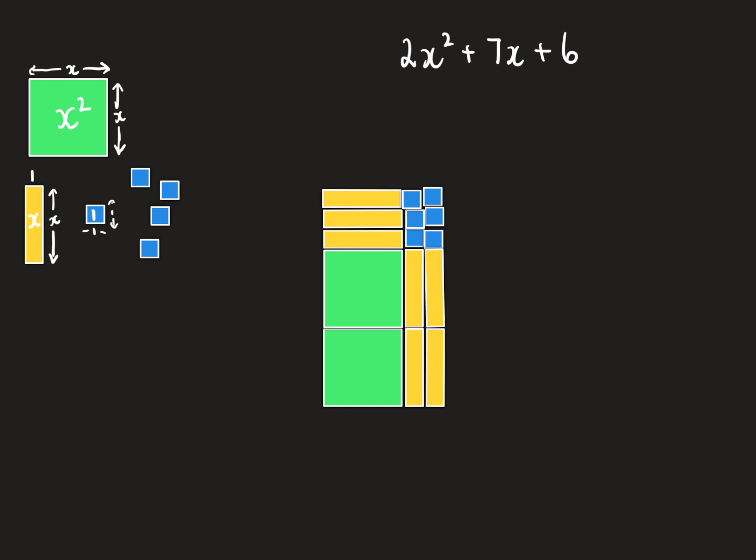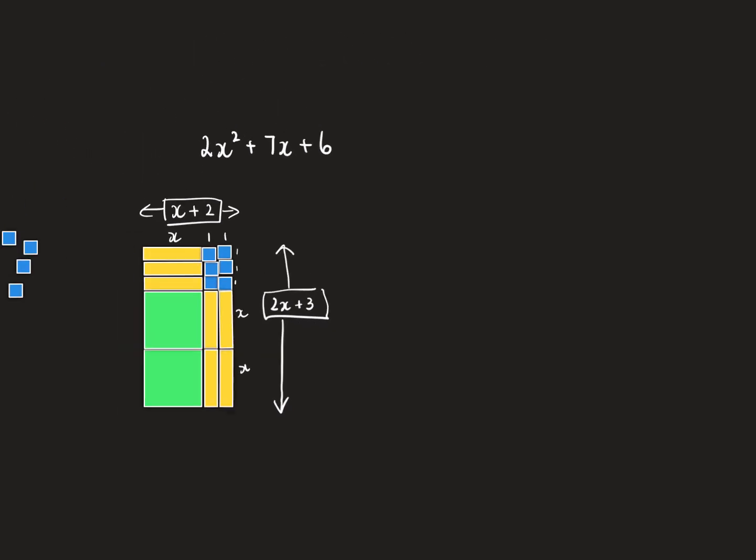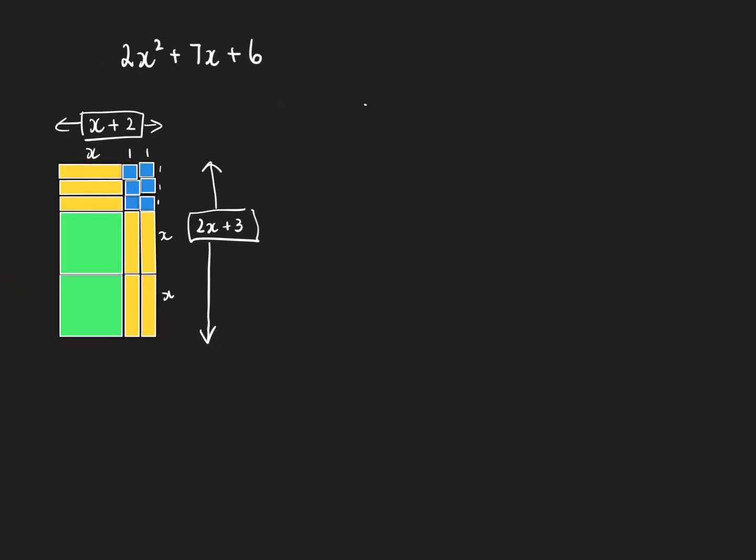Well, what have we got here? That's 1, that's 1, that's 1. So overall we have x plus 2 for that length there. And down here we have x, 1, 1, 1. So all of this is 2x plus 3 here. So I should have x plus 2, lots of 2x plus 3, should equal 2x squared plus 7x plus 6.